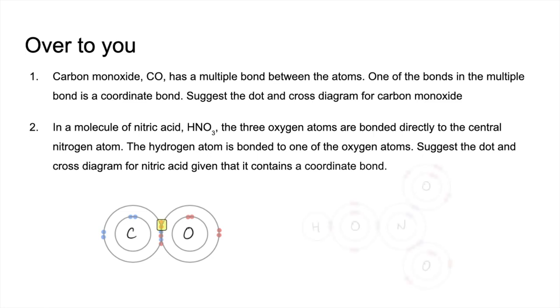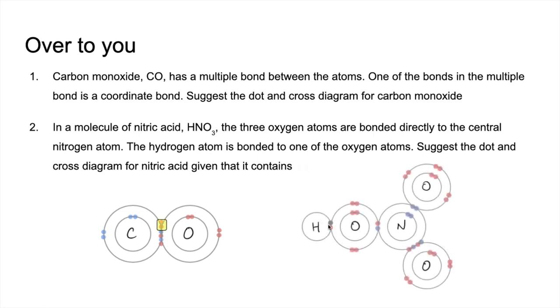And the nitric acid looks like that. So we've got regular covalent bonds here and here. We've got a double covalent bond here, and there's that coordinate bond between the nitrogen and the oxygen.